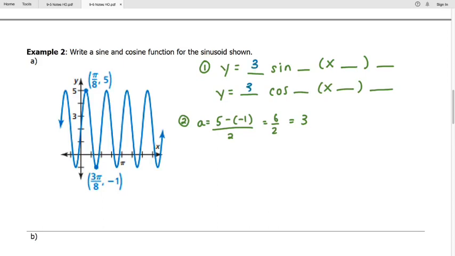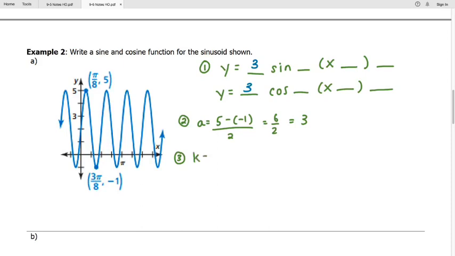Now, everything is going to be the same for sine and cosine except the phase shift, which we will find in step 5. So I'm going to fill in a 3 into those blanks at the very front in front of sine and cosine. All right, next step. Step number 3 tells us to find the sinusoidal axis shift, or K, that vertical shift.